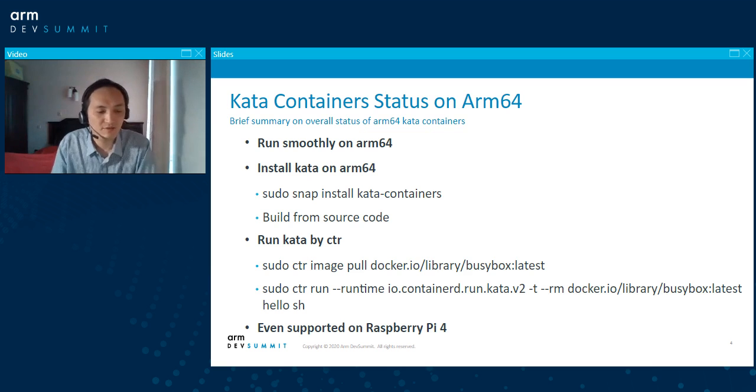And for running Kata Containers, you can use the ctr command line to pull the image and run a simple test case. In this case, it is running a busybox. And you can even run Kata Containers on a Raspberry Pi 4 with minor changes.